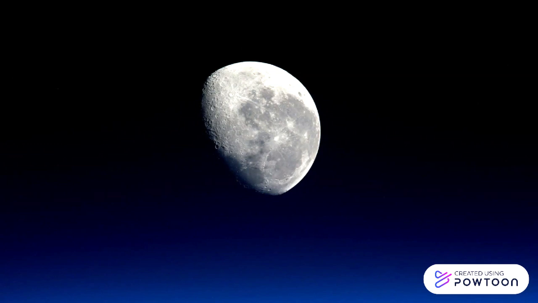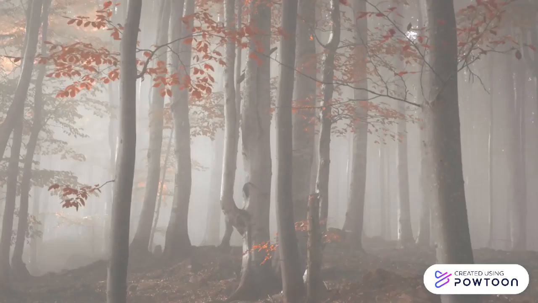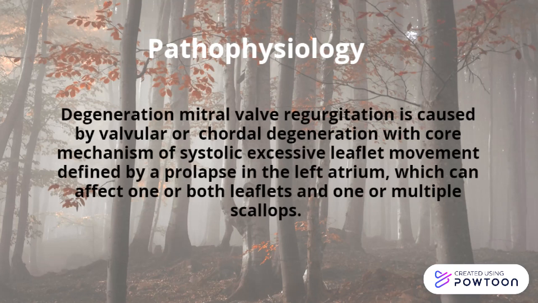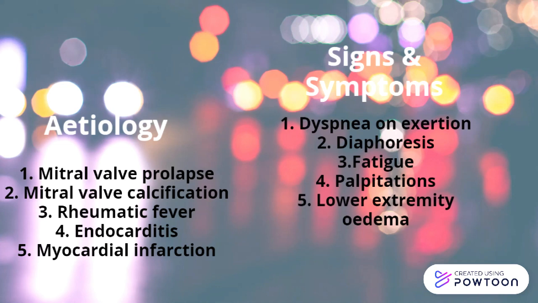The final condition will be degenerative mitral valve regurgitation. Based on the pathophysiology, we know that this is a valvular or chordal degeneration leading to a prolapse in the left atrium. Now the etiology is basically due to mitral valve prolapse, mitral valve calcification, rheumatic fever, endocarditis and myocardial infarction, whereas the signs and symptoms are basically dyspnea on exertion, diaphoresis, fatigue, palpitations, and lower extremity edema.